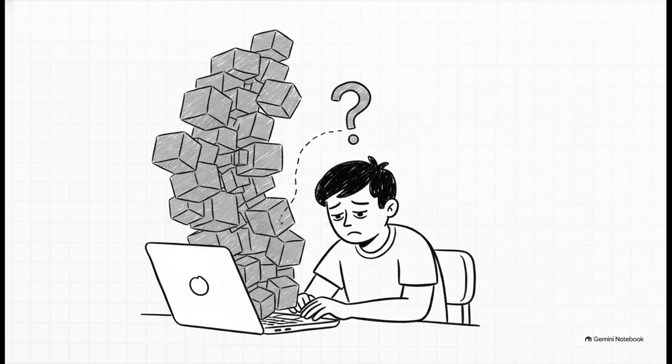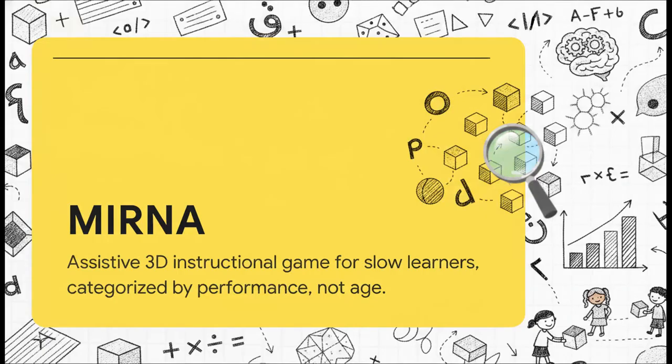Specifically, primary school students who are categorized as slow learners found it incredibly tough to adjust to standard digital platforms. They lost that hands-on, engaging, personalized attention of the physical classroom, and staring at text-heavy screens simply wasn't cutting it for them. To tackle this head-on, researchers developed MIRNA.